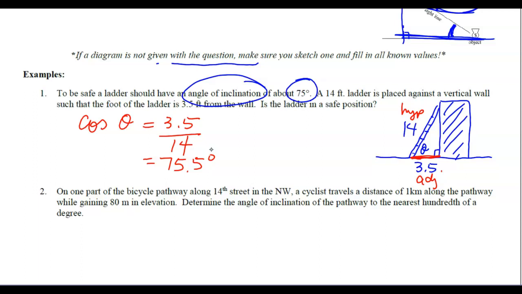Anything really probably plus or minus a couple of degrees, then it's not safe, but it's 75.5 degrees. So I would say it's safe. If it was lower than 75, it'd be bad. Yeah, same deal, because it might slip out.